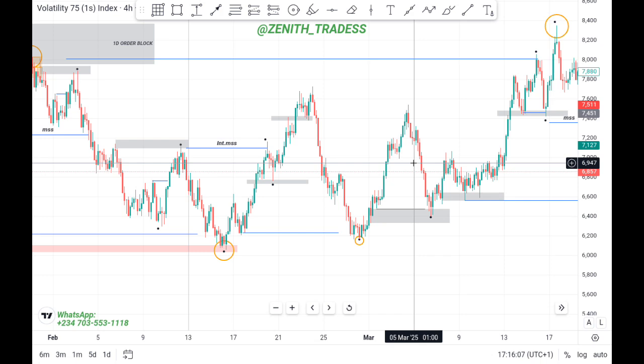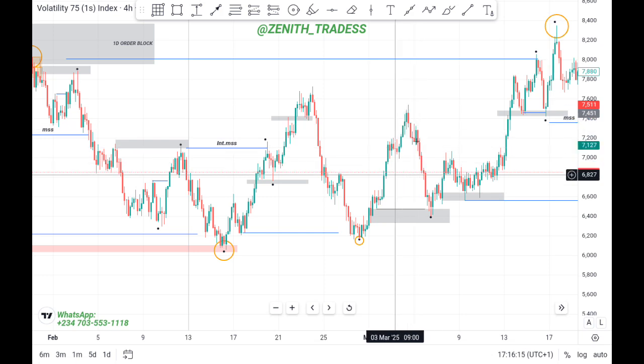For it to be high probability, let it tap on the fair value gap. It didn't tap on the fair value gap. Price may reverse this again to come back to that fair value gap. So that's it. Now all this one we can call it internal structure.